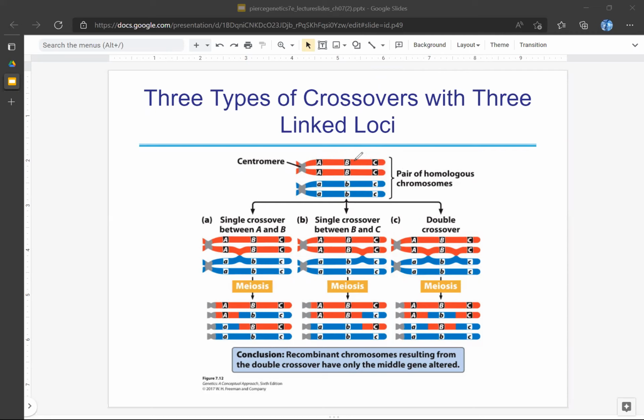And obviously, this red chromosome has one chromatid and its sister chromatid. These two red chromatids are sister to each other, and just like that, these two blue chromatids are sister to each other.